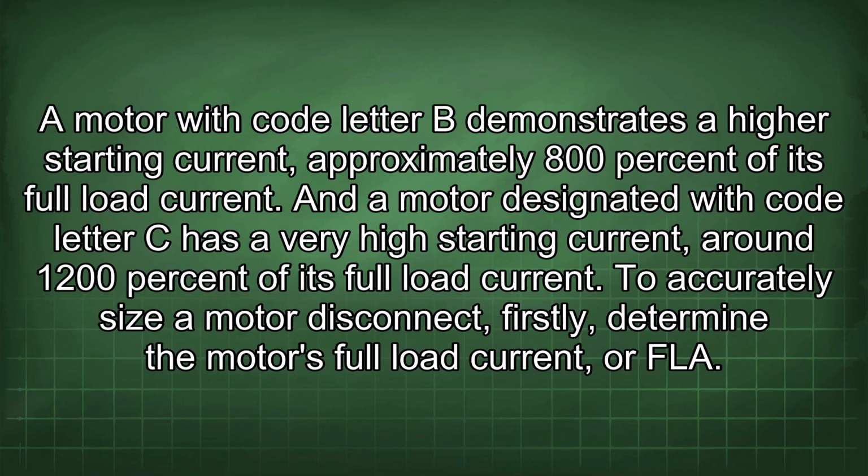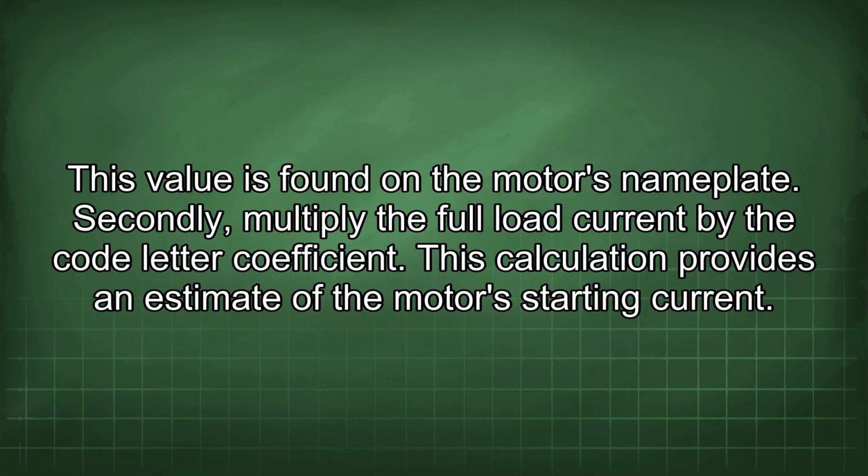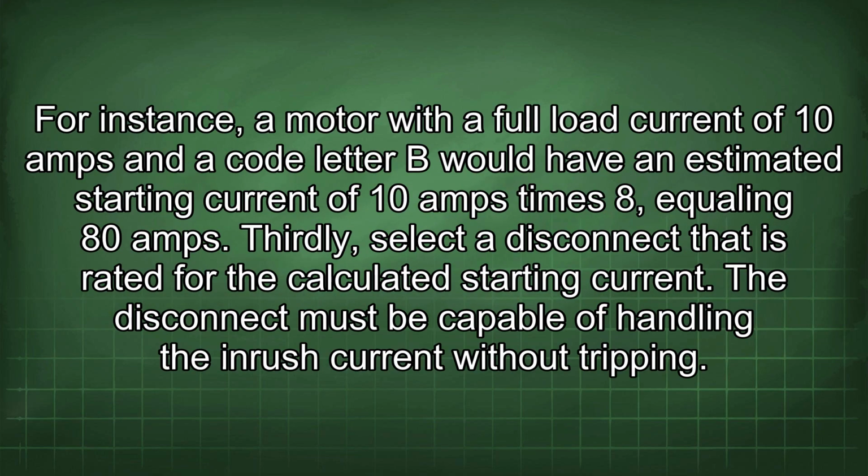To accurately size a motor disconnect, firstly determine the motor's full load current, or FLA. This value is found in the motor's nameplate. Secondly, multiply the full load current by the code letter coefficient. This calculation provides an estimate of the motor's starting current. For instance, a motor with a full load current of 10 amps and a code letter B would have an estimated starting current of 10 amps times 8 equaling 80 amps.